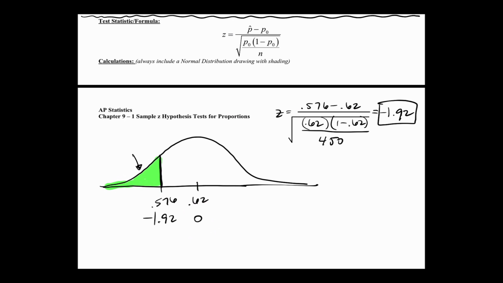So we get 0.0274. Yeah. That's our p-value. I should have labeled this. P-value equals... Okay. That's our calculations. Our calculations are only to find the p-value. We just did that. Last step, last thing.